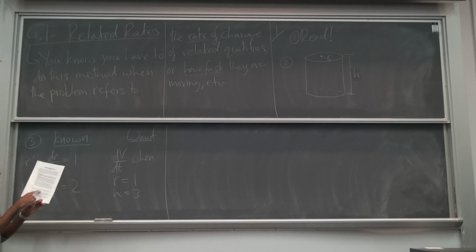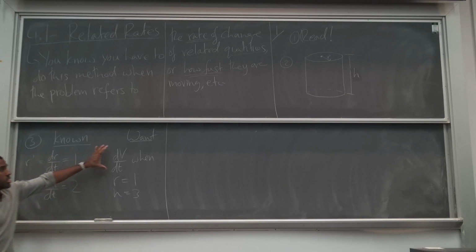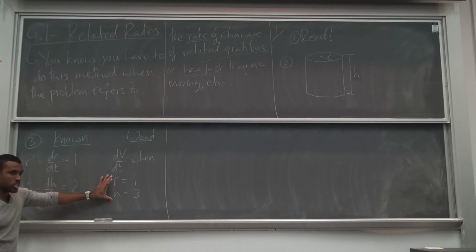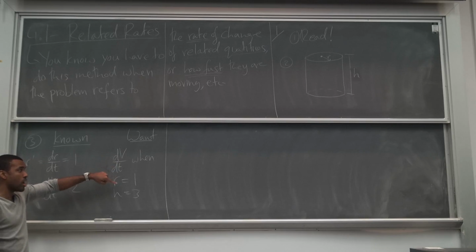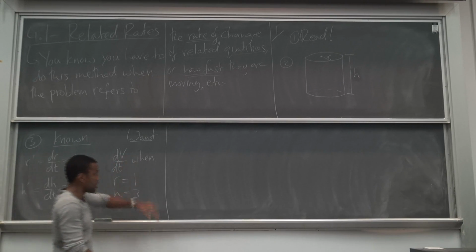Right? So it says, at what rate is the volume changing when the radius is 1 and the height is 3? So these are the things I know. This is what I want. This is the condition under which I want it. Write that down. So you know, if you don't know what dV/dt is at the end of the day, when the r value is 1 and the h value is 3, you are not done. Okay, so we know where we're headed.